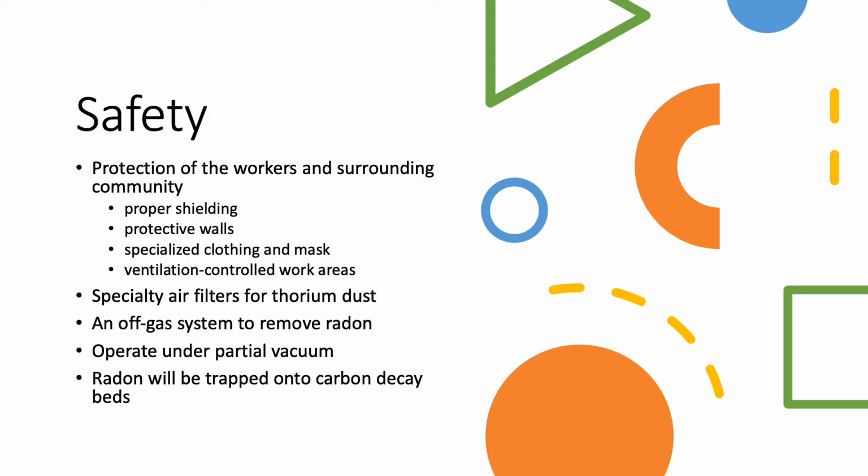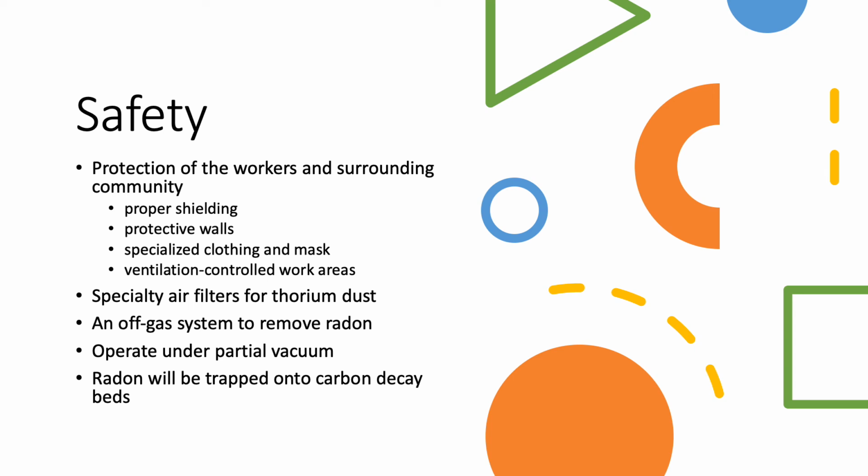Considering that we are extracting radioactive material from this system, we must consider the protection of the workers and the surrounding community from these dangerous materials. Our main concern lies with the thorium and the uranium compounds. For both compounds, proper shielding must be present to limit exposure to any workers. Adequate protection will likely include protective walls, specialized clothing and masks, and ventilation-controlled work areas. Additional protection from thorium dust will include air filters and proper ventilation of the storage locations. This aims to reduce the hazardous exposure to the workers and also the surrounding community and environment.